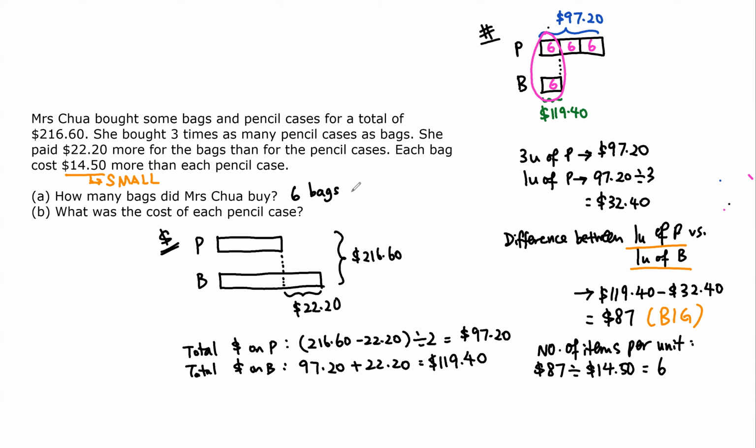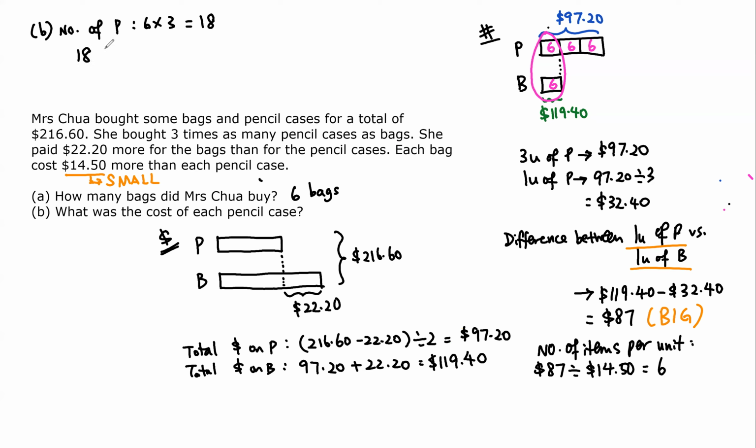In part B, what was the cost of each pencil case? Now that we know that we have 18 pencil cases because of the 3 units that we have. Okay, so I'm going to do part B on top. So the number of pencil cases Mrs. Chua bought is 6 multiplied by 3. Because of the 3 units, we have 18 pencil cases. And do we know the total cost? Yes, we do. Total cost spent on all pencil cases, we worked it out earlier, that is $97.20.